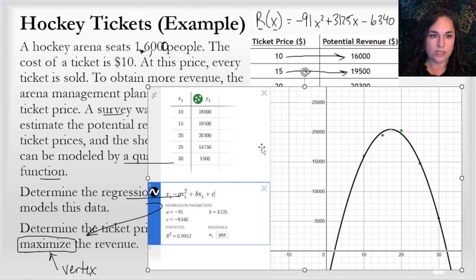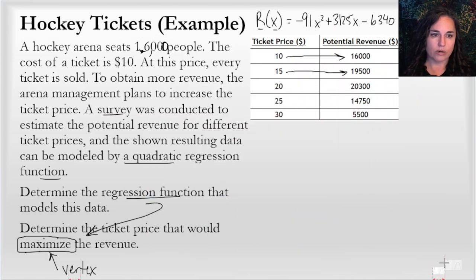I just plugged it into Desmos, and Desmos fit that parabola to it, okay? So that's going to be my answer for the first part here. What's the regression equation? There it is, done. And I even put it in proper function form. The second part here says determine the ticket price that would maximize the revenue. Okay, so maximizing the revenue, we're going to find the vertex.